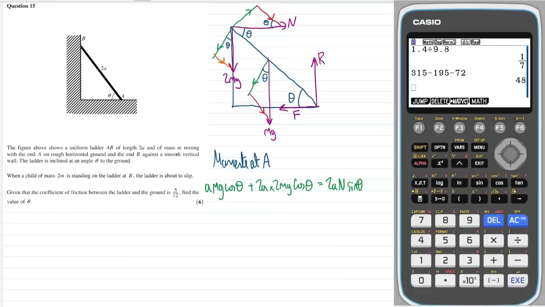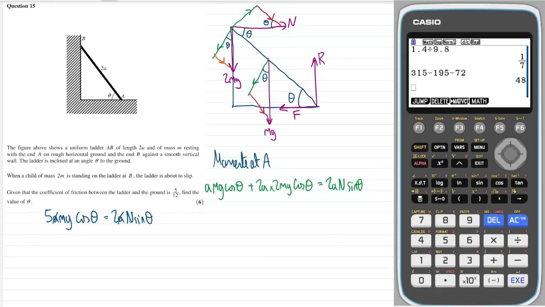Okay, we can next do some simplifying. So how many cosine thetas have we got on the left side? We've got amg plus 4amg, so that's a total of 5amg cosine theta, and that's equal to 2a n sine theta. The a's can cancel.